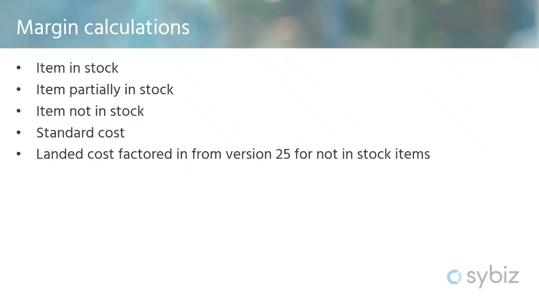And we'll now have a bit of a look at margin calculations. This is the combination, as I said at the introduction, where you have that interaction of costs and prices, and margins are a good way of talking through that. Things that factor into the margin calculations are whether an item is in stock, partially in stock, or not in stock. Standard cost items behave a little bit differently as well.